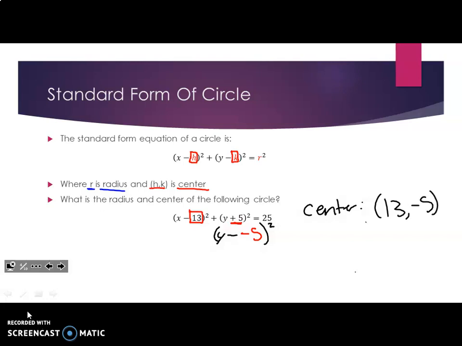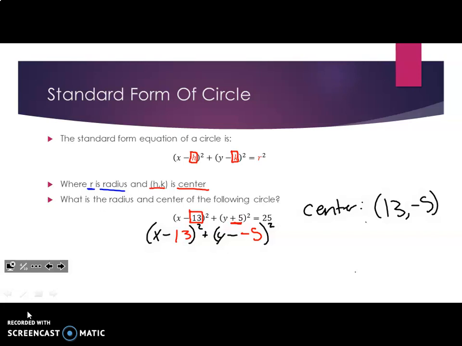You can go through and rewrite this every time to remind you of how you know it's 13, negative 5. Or you can remember that when you're working with the standard form of a circle, you're always going to flip the sign. When I move from equation to center, I flip the sign. And later, when we go over the graph side of it, when you move from center to the equation, you flip the sign. So it's always a sign flip back and forth, equation to graph and graph to equation. Our center for this is 13, negative 5.